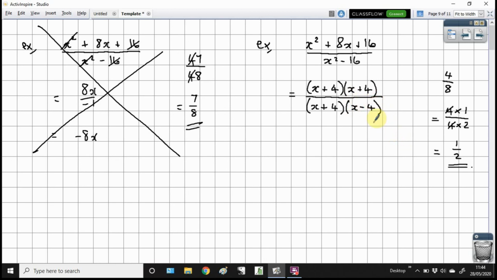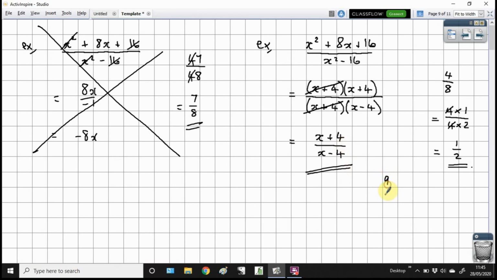And you can see now that we have a common factor in the top, which is also in the bottom, x plus 4. So I can cancel that with that. The final answer is x plus 4 over x minus 4. I cannot go any further. I cannot cancel these x's. I cannot cancel these 4's. Why not? Well, let's take a look.